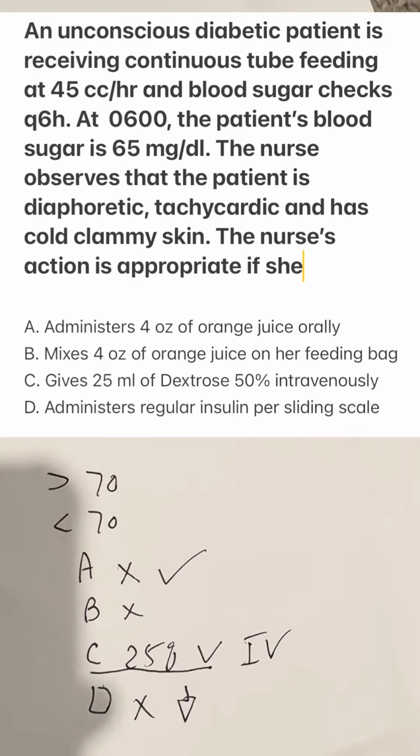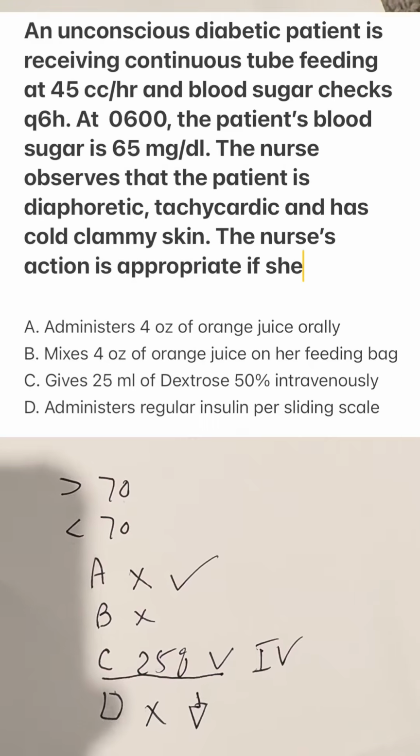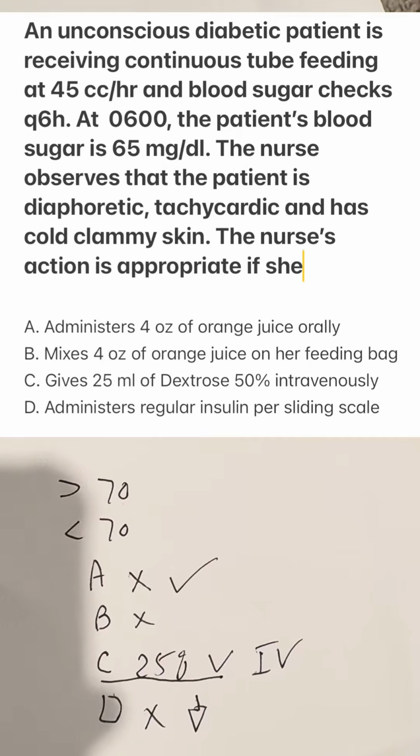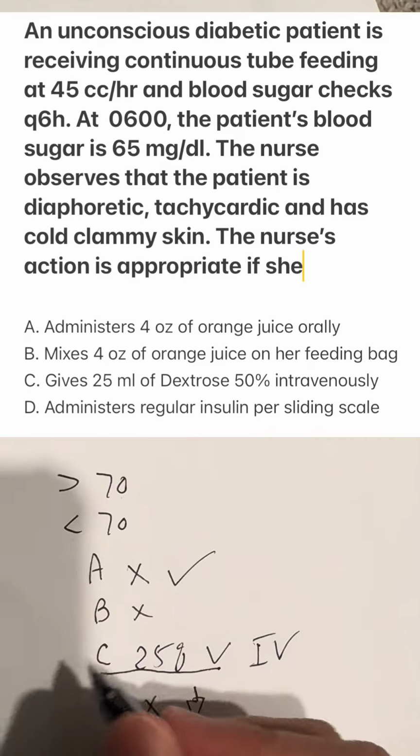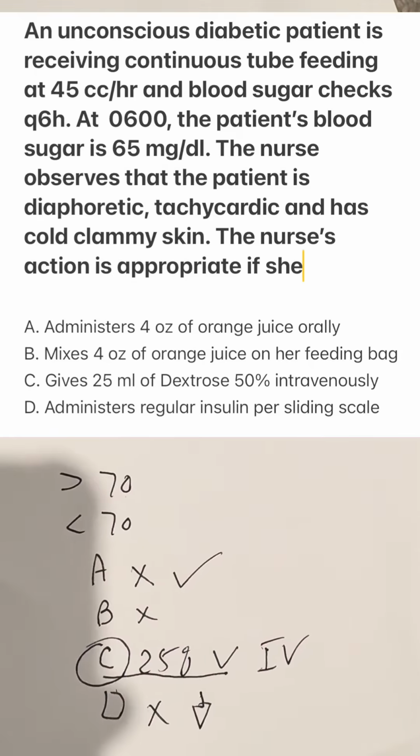So during your exam, whenever you see this option, if the patient is unconscious, you should give immediately 25 ml to 50 ml of dextrose 50% IV. That's how we solve this problem: eliminate and find the right answer. So your answer C is the correct answer.